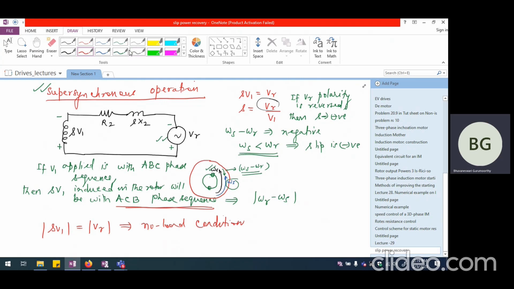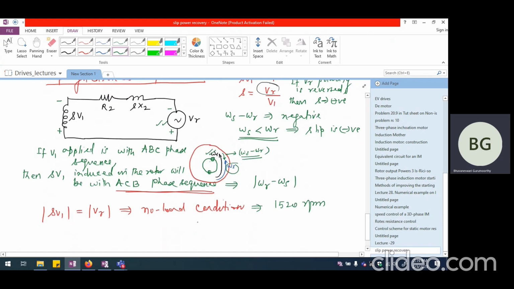So let's assume this corresponds to something like 1520 RPM. I'm just arbitrarily taking a value. This is 1520 RPM. So the slip is going to be minus 20 divided by 1500, because 1520 is subtracted from 1500. So this is going to have a slip value of 0.0133, but this is with a negative sign.